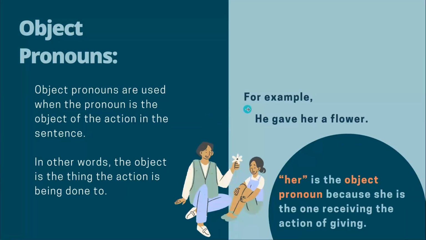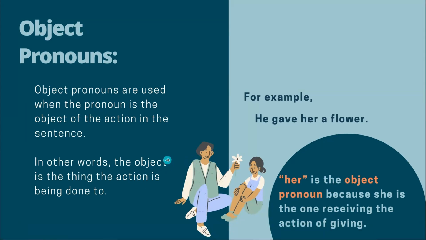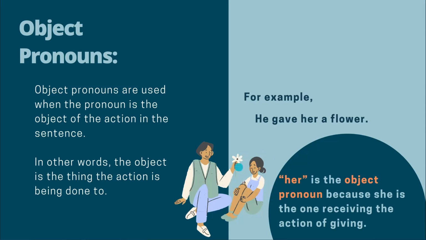So, for example, he gave her a flower. In this case, her is the object pronoun because the girl, her, she's the one receiving the action of giving. So the object is the thing the action is being done to. He is doing the action of giving, so he is the subject. She is on the other end of that, and the action of giving is being done to her, so she's the object.